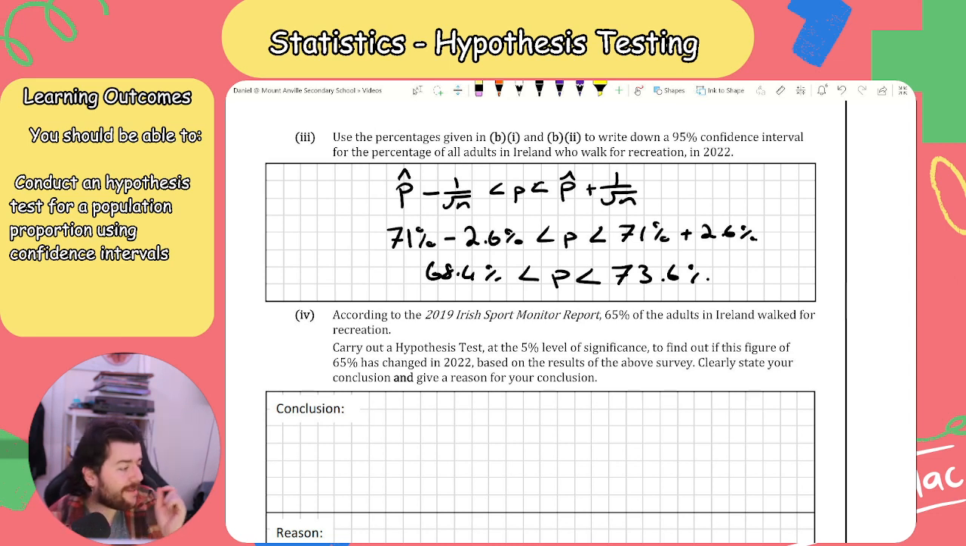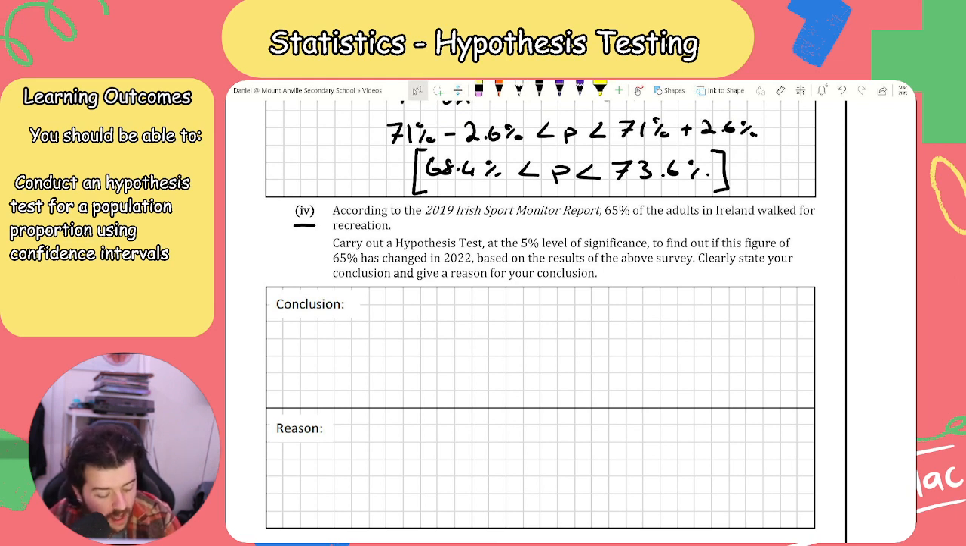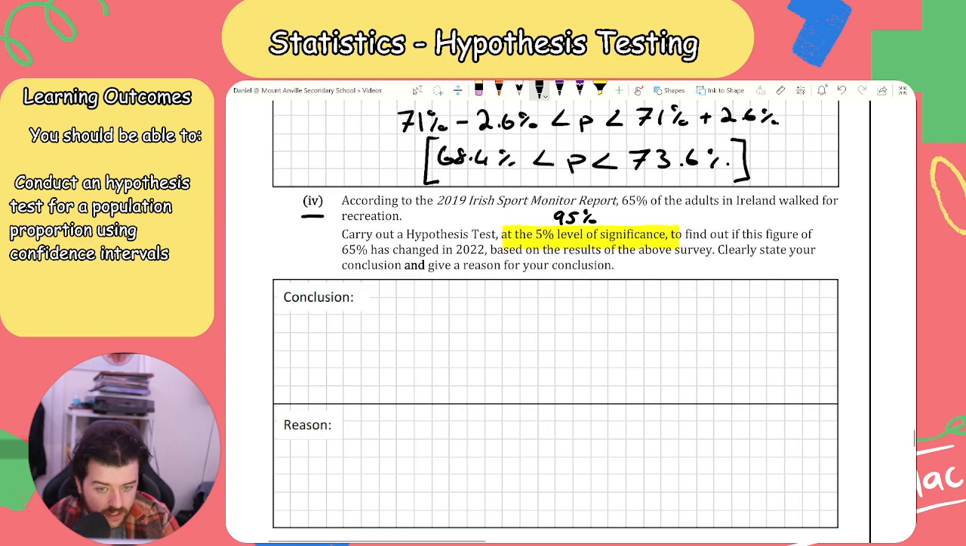So I can say with 95% confidence that between 68.4 and 73.6% of adults walk for recreation in 2022. Part IV is asking us here, according to a 2019 Irish Sports Monitor report, 65% of adults in Ireland walked for recreation. Carry out a hypothesis test at a 5% level of significance. Remember, that's just another word for 95% confidence. To find out if this figure, 65%, has changed in 2022 based on the results of the above survey. Clearly state your conclusion and give a reason for your conclusion.